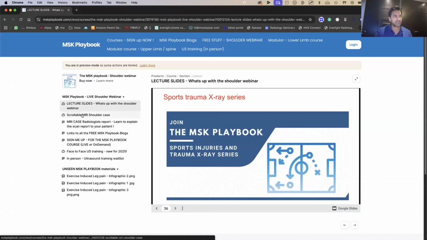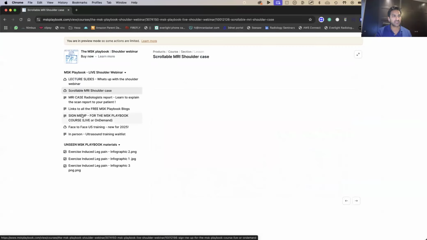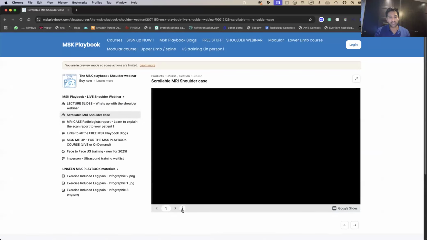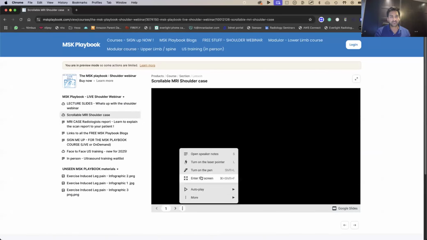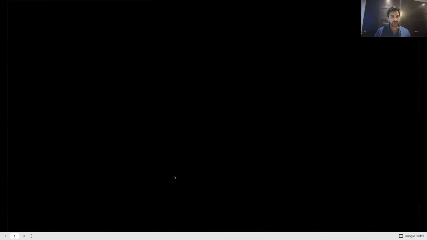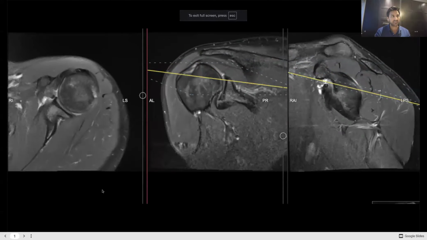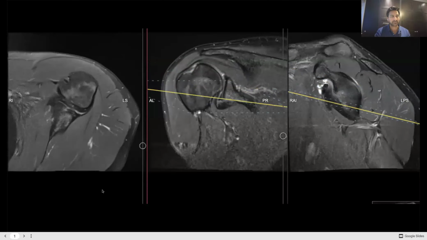So what we'll do now is if you come out and then go to the scrollable MRI case over here, and this is exactly how we do it on the MSK Playbook day that we do. You have access to scrollable images like you have here. We can go full screen, and what you can do is just kind of use your arrows on the keyboard. So go forwards and backwards like so.